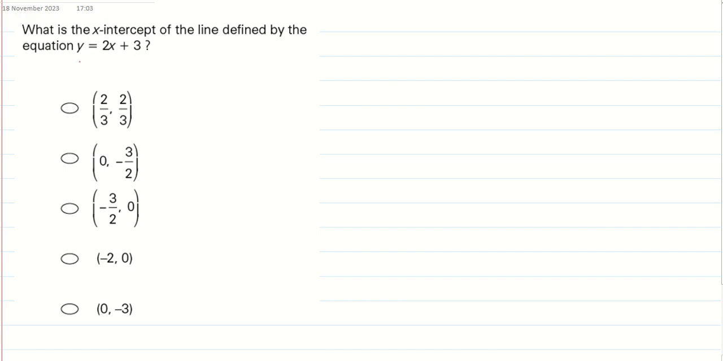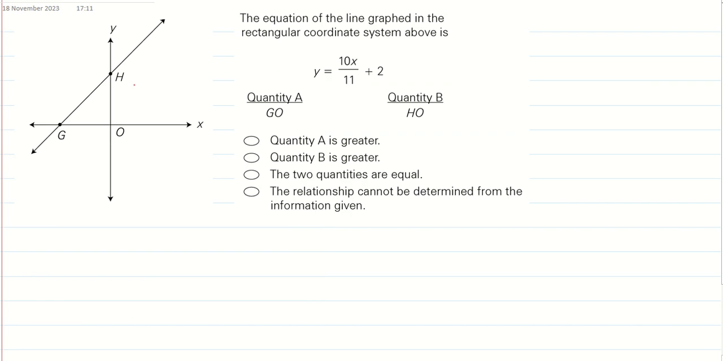Y must be 0, no? So y is 0 means this is gone, right? This is gone. So which means y equal to 0, then what about the x then? Minus 2 by 3. Minus 3 by 2. My answer is this one. Right? So here I want the x-intercept, y must be 0. Okay, what about this?